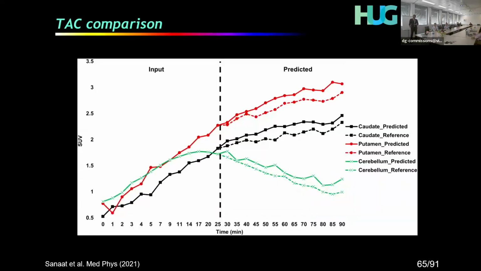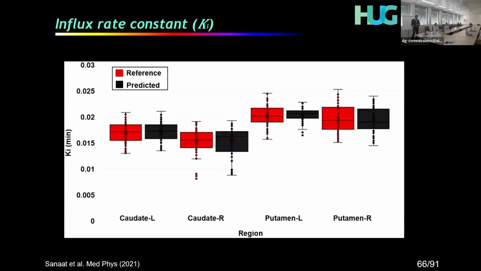We also calculated the time activity curve for different regions like caudate, putamen, and cerebellum. You can see our model was able to generate images which really follow the ground truth. The solid line shows the predicted image, and the dashed line shows the reference image. We also did a Patlak graphical model analysis and calculated the Ki, the influx rate constant. You can see there is a good agreement between reference and predicted for different regions.